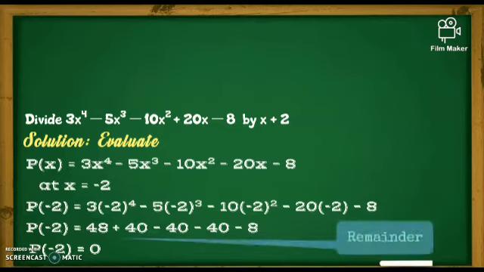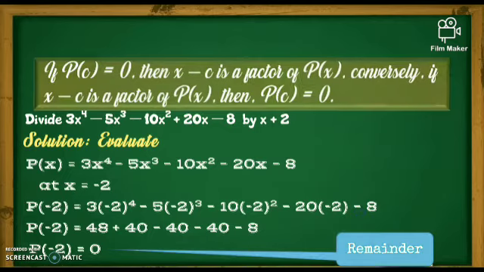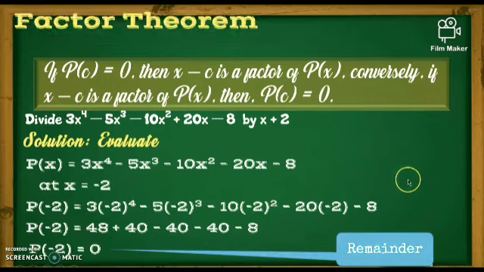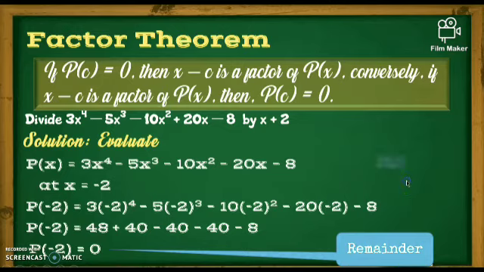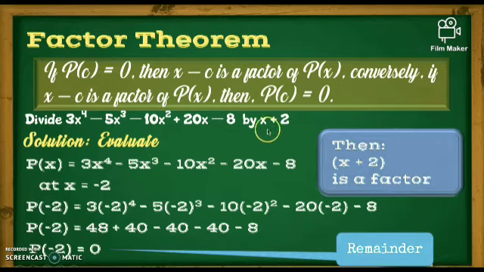When the remainder is equal to 0, if P of c is equal to 0 or the remainder is equal to 0, then x minus c is a factor of P of x. Conversely, if x minus c is a factor of P of x, then P of c is equal to 0, and it is known as the factor theorem. Then x plus 2 is a factor of this polynomial.